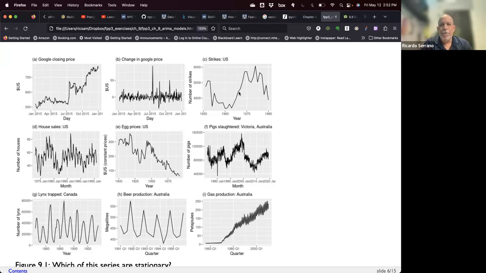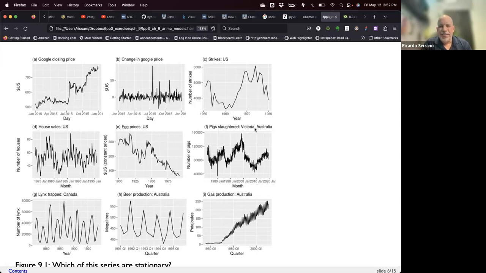That doesn't qualify. Then the strikes in the US, well, it has some spikes, but it goes up again, up and down again. It has trend, not stationary. The same thing as house sales. It goes up and down. It has some seasonality, right? It could be regular. We don't know, but at least there's some seasonality that we can assume is regular. So we will say that one probably doesn't qualify. The price in the US, well, it has a downward trend, doesn't qualify.